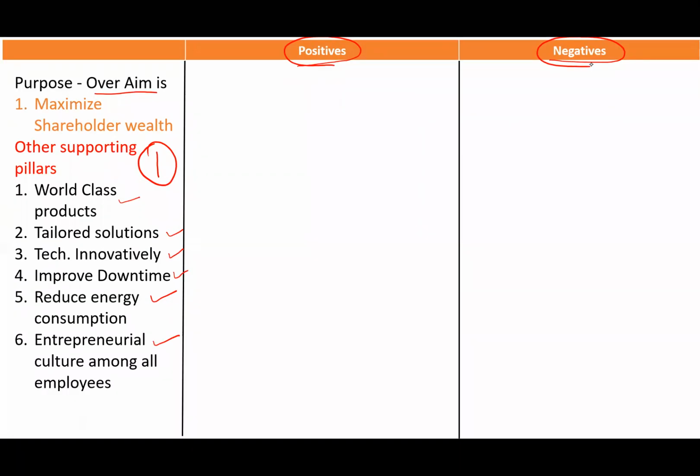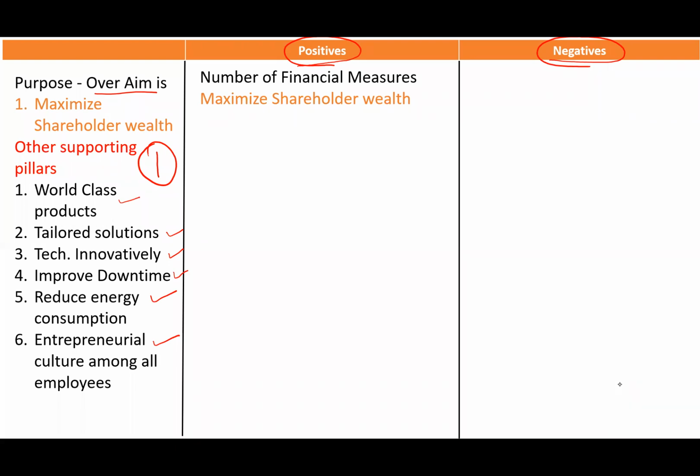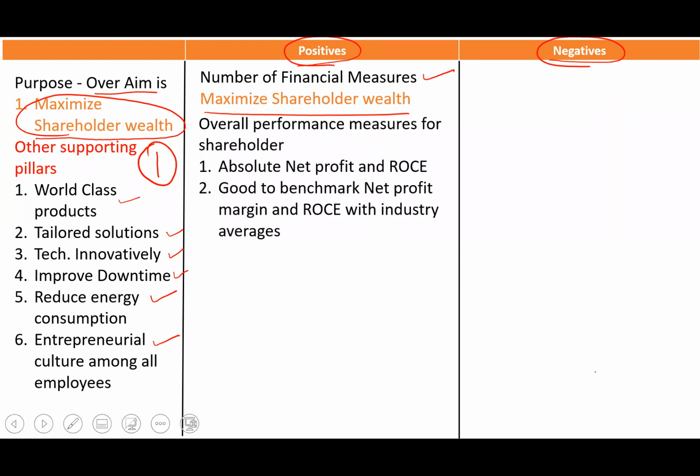So let's move here and see the number of financial measures. Maximize shareholder wealth. Financial numbers are given to you. Now let's see what is given for maximization of shareholder wealth. Before that we will write here: overall performance measures for shareholders are what? Absolute net profit and ROS are given to us. Good to benchmark net profit margin and ROS with industry averages. So these are the positives that are given to us for shareholder maximization.